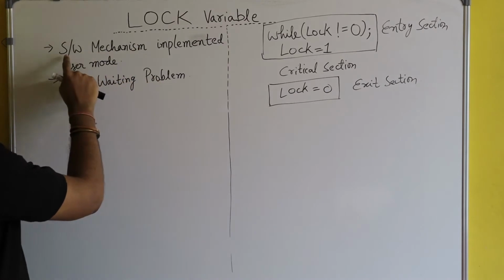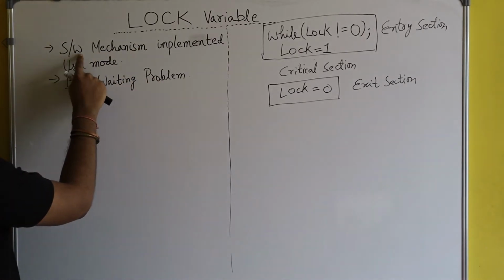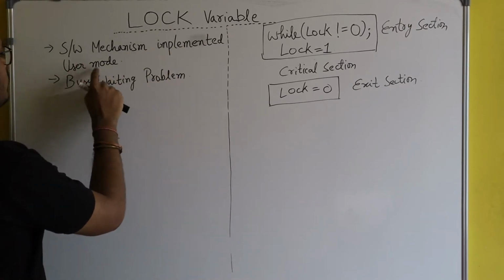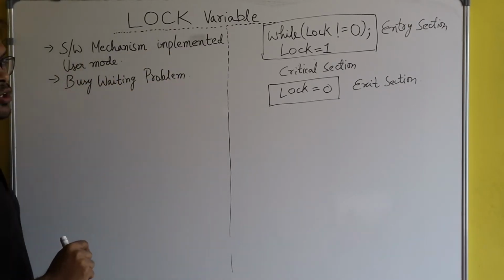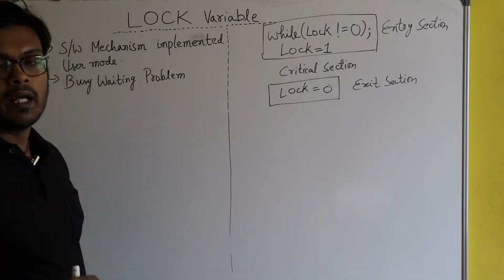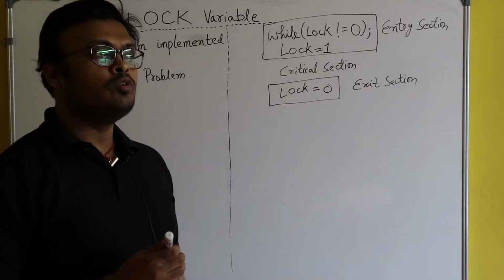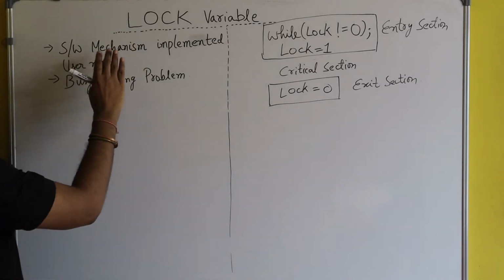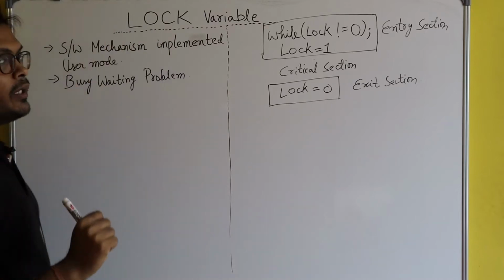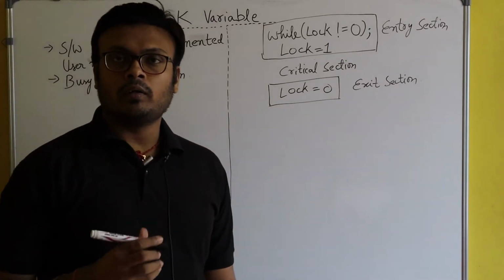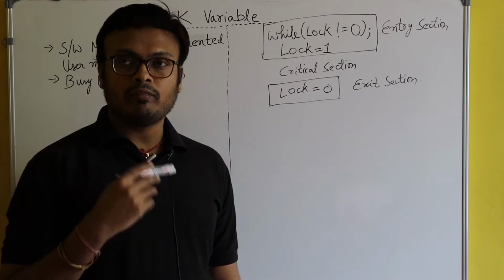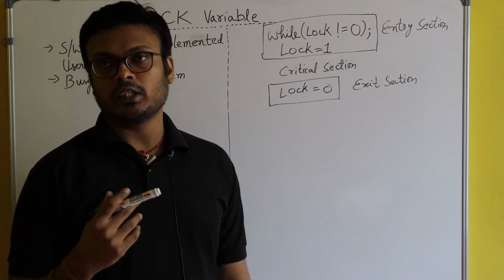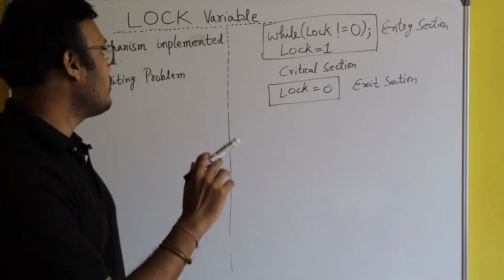Lock variable is a software mechanism. Here I've written SW, meaning software. It is a software mechanism implemented in user mode. For the time being, you just memorize this concept, because you will not understand it now. After some time, when I finish the test and set instruction, you will definitely understand this point.